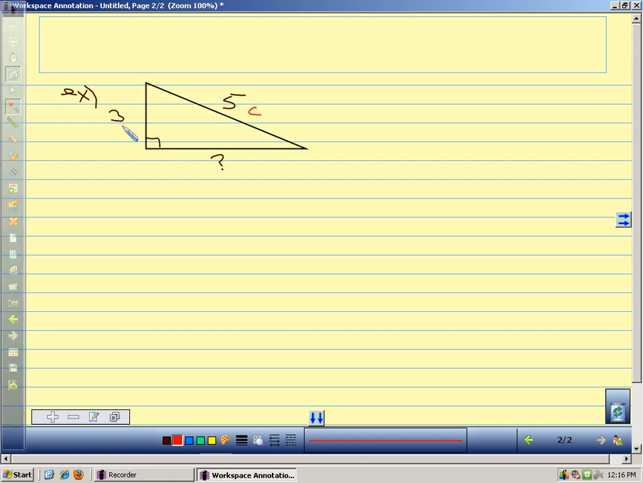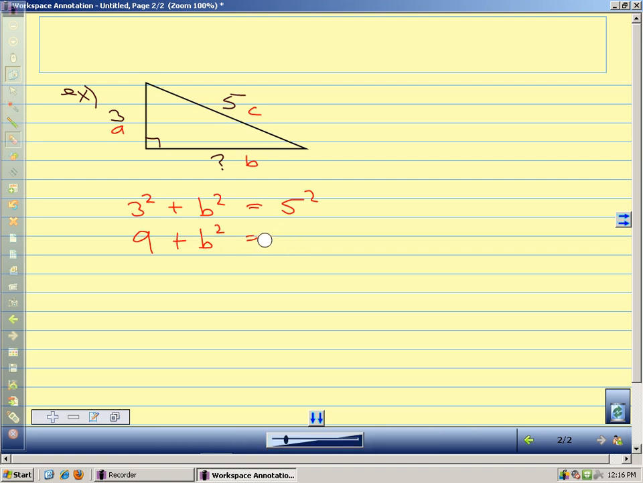It doesn't matter A or B, I can put those either way. So let's write our Pythagorean theorem with what we have here. A squared is 3 squared, plus B squared, which is what we need to figure out, equals 5 squared. 3 squared is 9, plus B squared, equals 5 squared, which is 25.